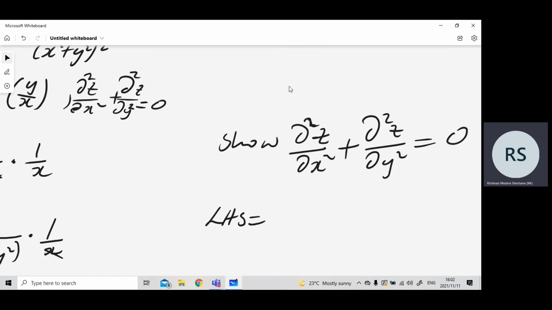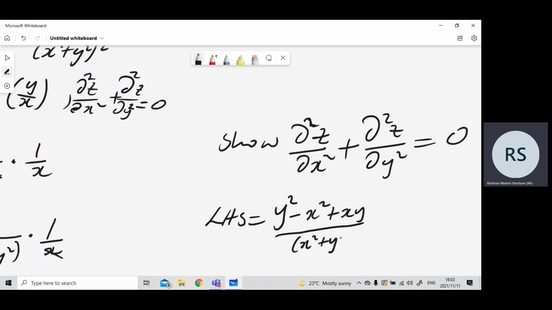The second partial derivative of x is y squared minus x squared plus xy over x squared plus y squared, and then we said plus the second partial derivative with respect to y. Let's go and check that one.